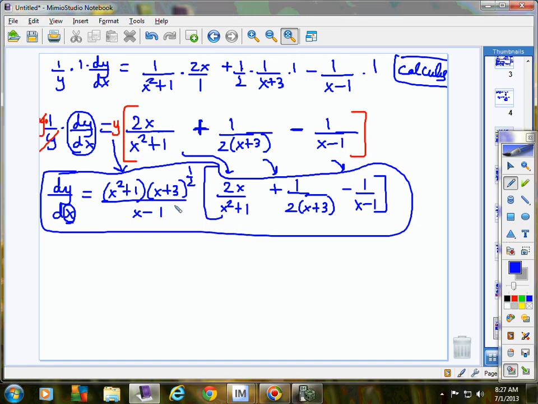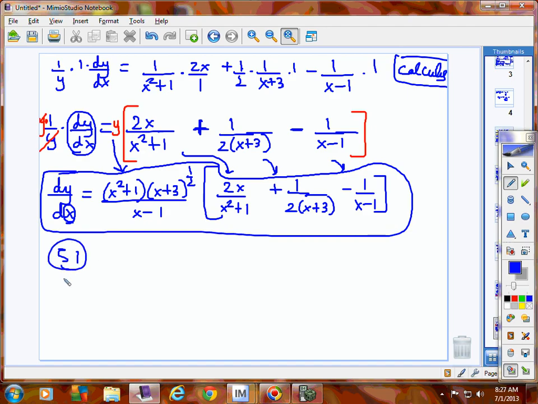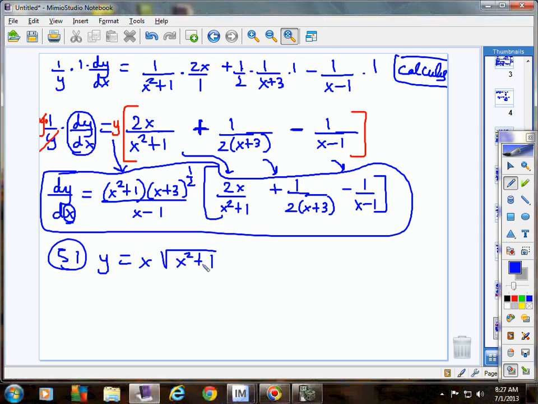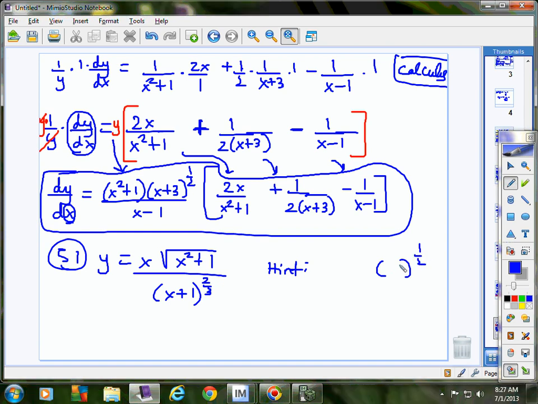All right, now I want you to try number 51 on the homework page for 3.8, and the problem is y equals x squared plus 1 over x plus 1 to the 2/3. I'll give you a hint. You've got to rewrite your radical as a 1/2 power. After you do that, it's going to work just like the one we did together. So I'm going to give you a head start. You start on it with your group, and then I'll work behind you on the screen, and you can check your final answer, or look it up in the back to see if you got it right.